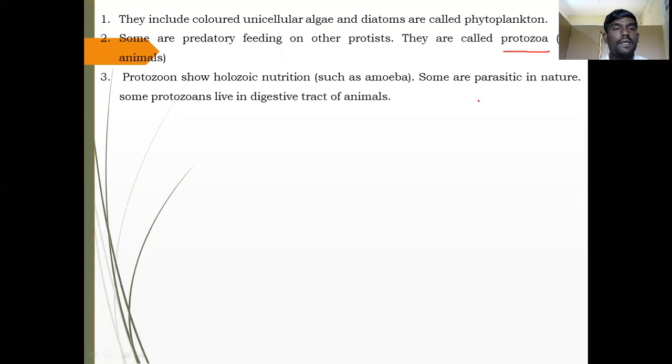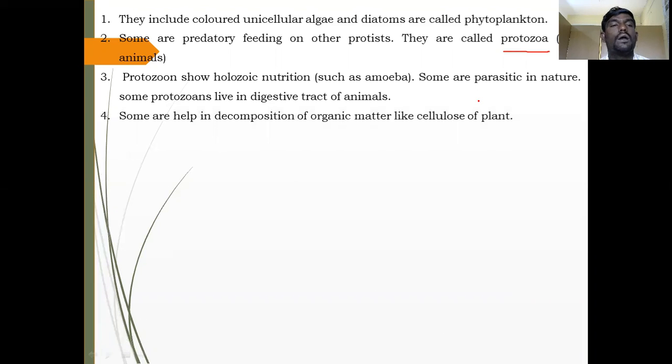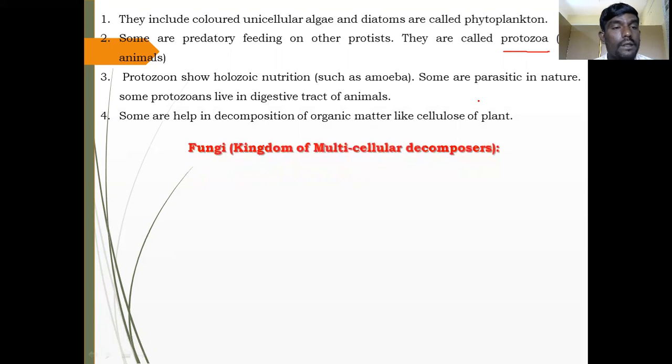Some are predatory in nature. They directly feed on other protist organisms also. These are some differences between the monerans and protist organisms. Some help in decomposition of organic matter, like cellulose of plants. This is the last point. If you study the protists, they are helpful in decomposition of organic matter, a very common example being cellulose of plants. Whatever dead decaying material is present in your freshwater body is decomposed by the protists. So they are helpful for recycling nutrients in the biosphere.